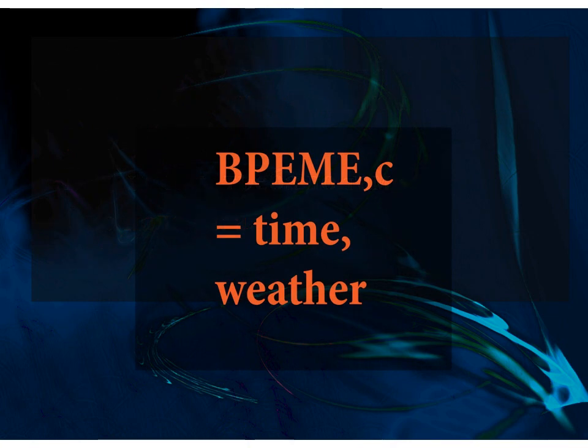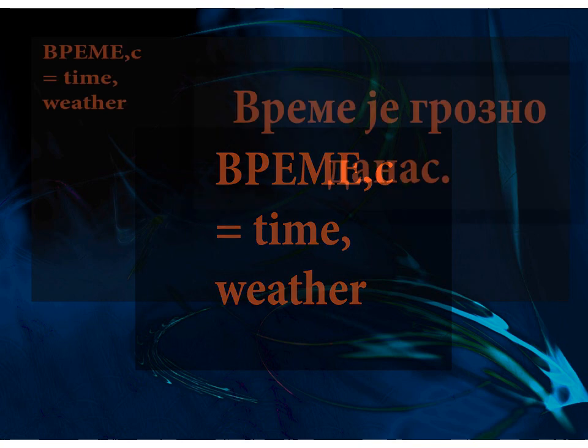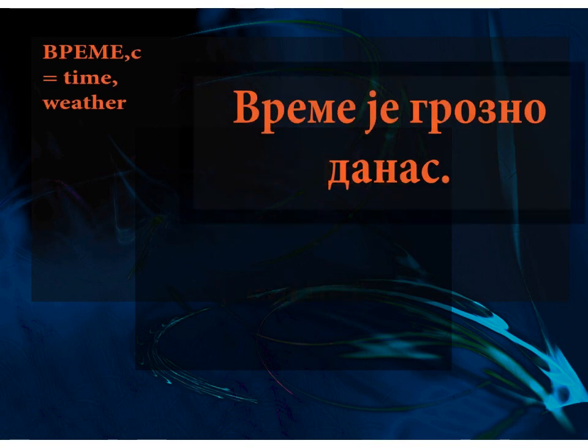By the way, in Serbian, time is vreme, but it's also the word for weather. So you could say, vreme je grozno danas, meaning the weather is terrible today. You could also say, on the other hand, vreme je da idemo. It's time to go.